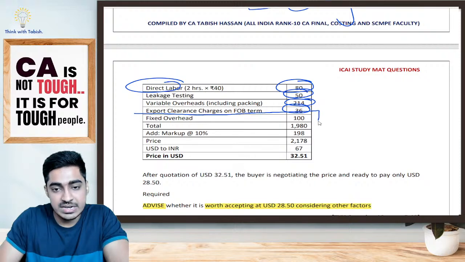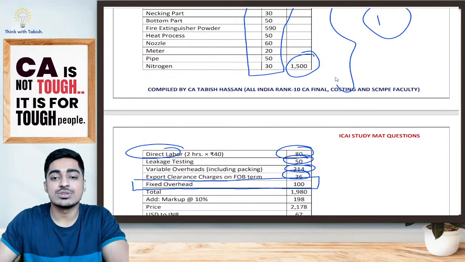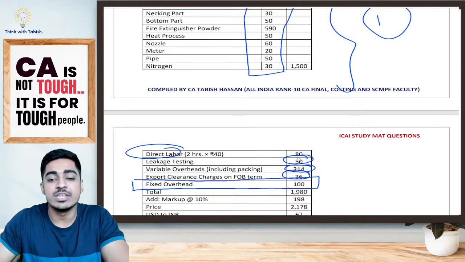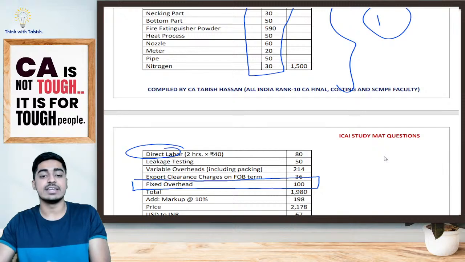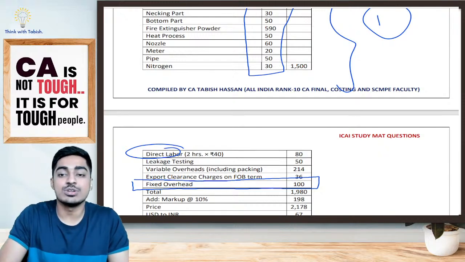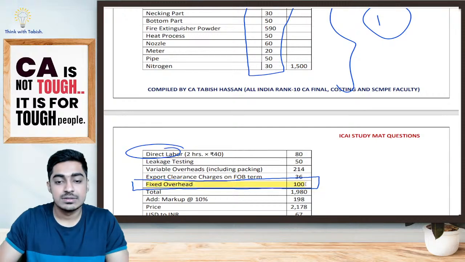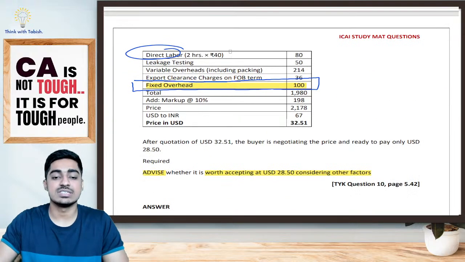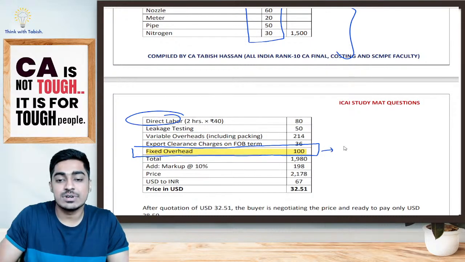Whether fixed overhead is relevant to students. Till now, whatever cost we had, all these cost was variable cost. Yes or no? Material variable cost. Yes, labor was also variable cost. Leakage testing was also specifically incurred. Variable overhead, export clearance. All of that was variable cost. But what is this fixed overhead? This is just allocated overhead cost. This is just an allocation of the cost. So it is irrelevant for decision making.